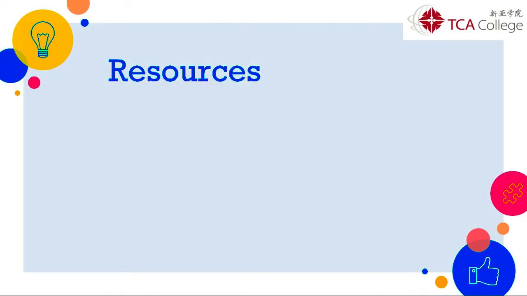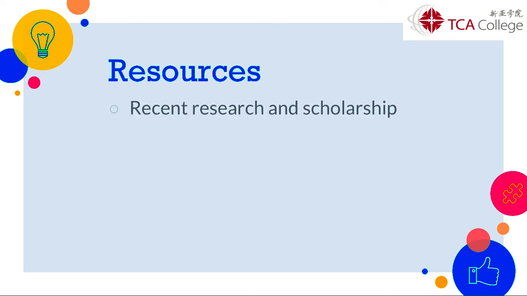So what kind of resources would you use for your literature review? Well, you need to find recent research and scholarship on the topic. And most of the time, this will be found in journal articles. And this should be published in peer-reviewed academic journals, since this attests to the quality of the scholarship.